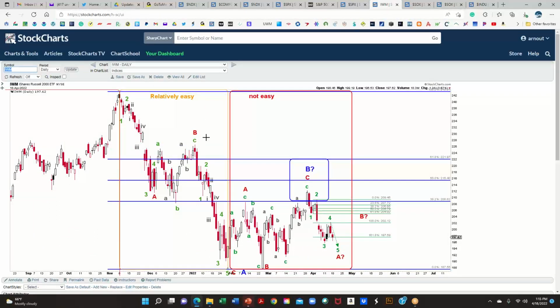IWM remains messy. I'm sorry, I labeled it as an ABC on Friday, but I think it counts best as a 1, 2, 3, 4, 5. I originally thought that we had a low here, but I misinterpreted the charts. My bad, it can happen, but this still looks like a completion of a wave 5 of A, and then a B and another C. It's very open to interpretation because we have essentially done nothing since mid-January. This is one big giant mess, so we'll have to be patient on the IWM.